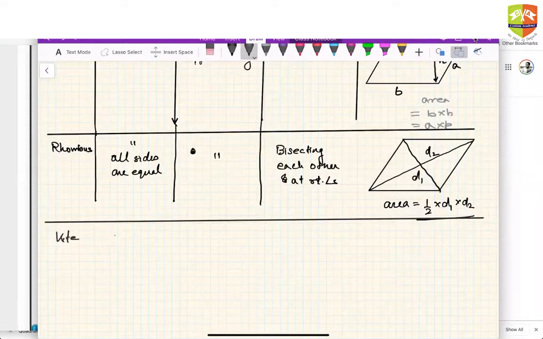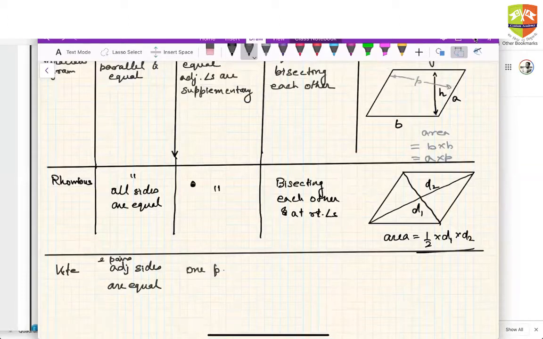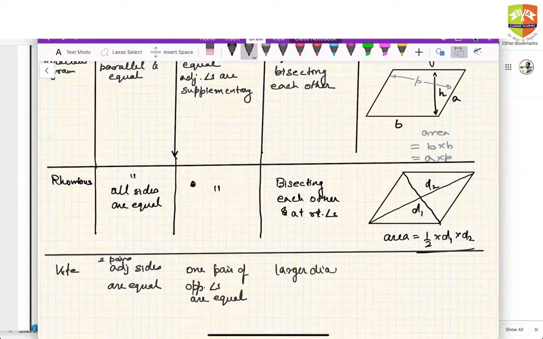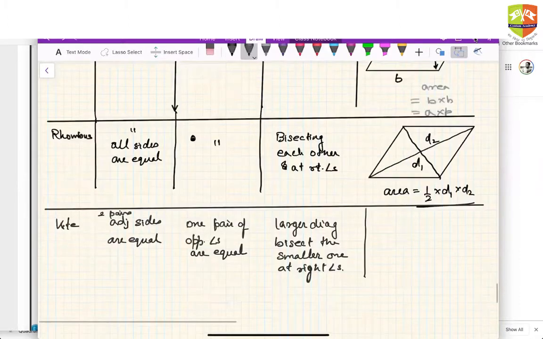Now, next is kite. Two pairs of adjacent sides are equal. One pair of opposite angles are equal, and the larger diagonal bisects the smaller one at right angles. And area again is the same, half into D1 into D2.